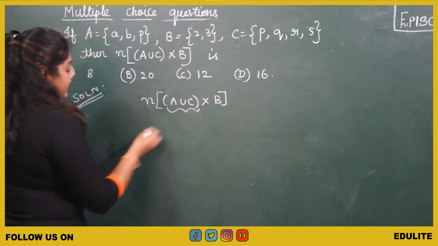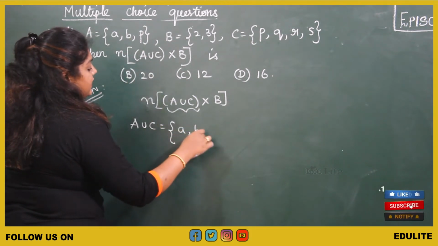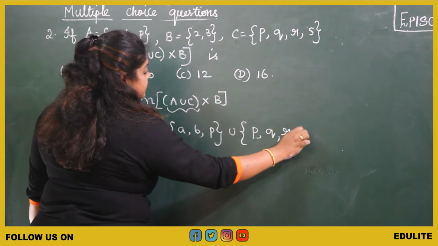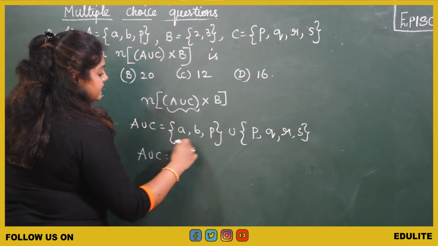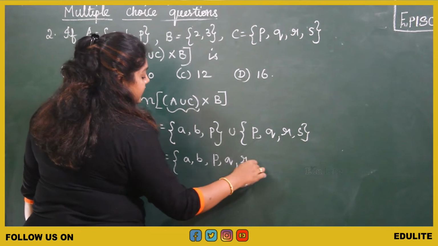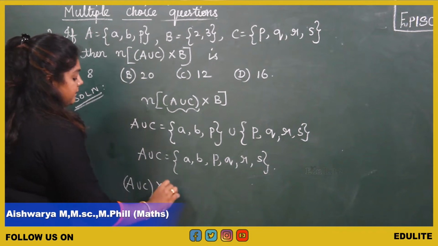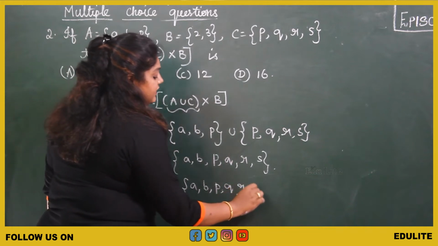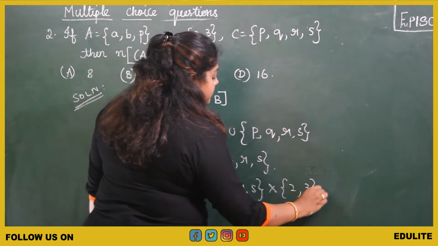First we have to find A union C. A union C is, A value is A, B, P, union C set is P, Q, R, S. If it is union, we have to write all the elements from both the sets. So let us write it in an order. It will become A, B, P, Q, R, S. Now what we have to do is A union C, cross product it with B. A union C is A, B, P, Q, R, S. Cross product it with B set, which is 2, 3.